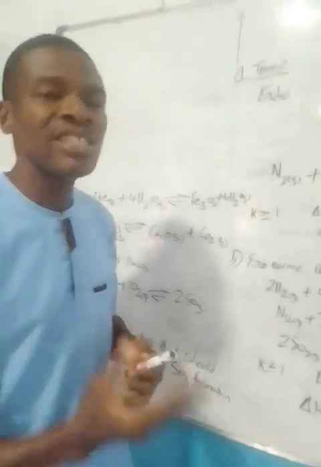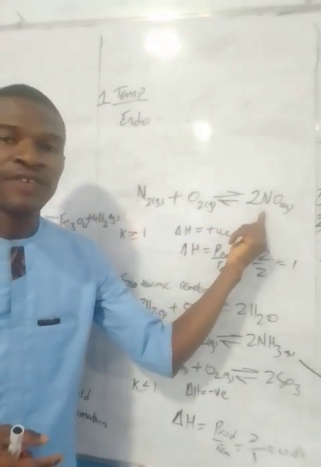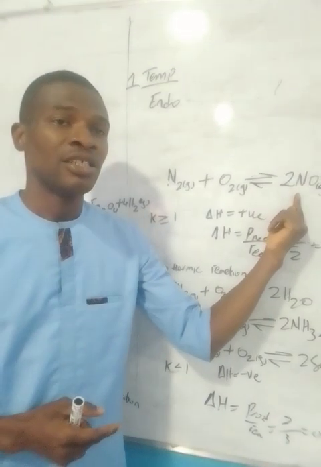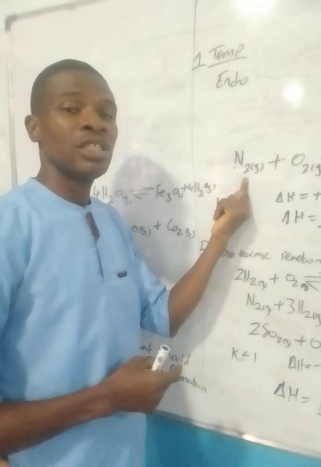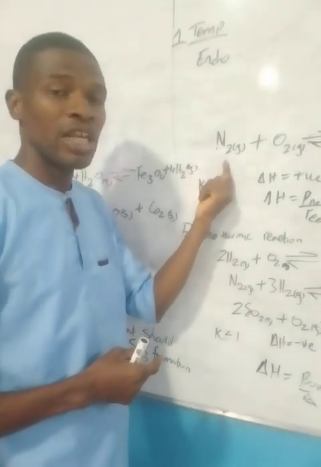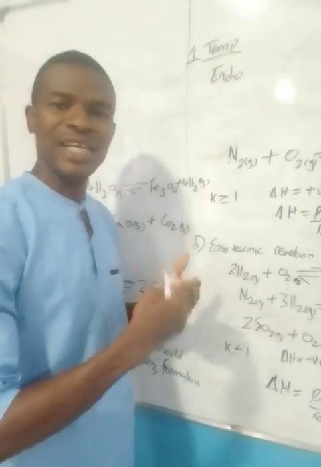For an endothermic reaction, increase in temperature favors the forward direction. So when you increase temperature, the forward direction is favored, and the equilibrium shifts to the right. And a decrease in temperature favors the backward direction. That is, the equilibrium shifts to the left for an endothermic reaction.